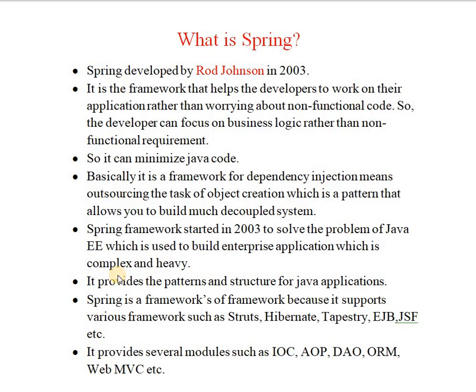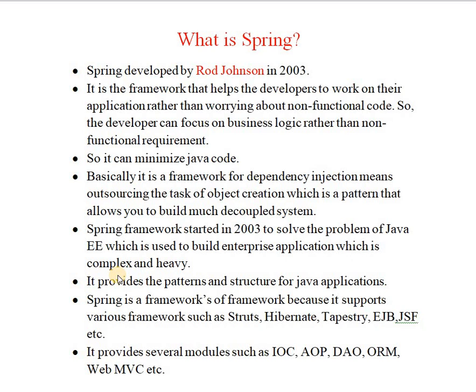And Spring provides patterns and structure for Java applications. Whenever we talk about Spring, Spring is a framework, which means it provides some patterns and structure to develop the application. By using that pattern and structure, code minimization happens, because those structures and patterns contain some code which is required for every program or every logic. So that code you have to gather from the Spring framework.